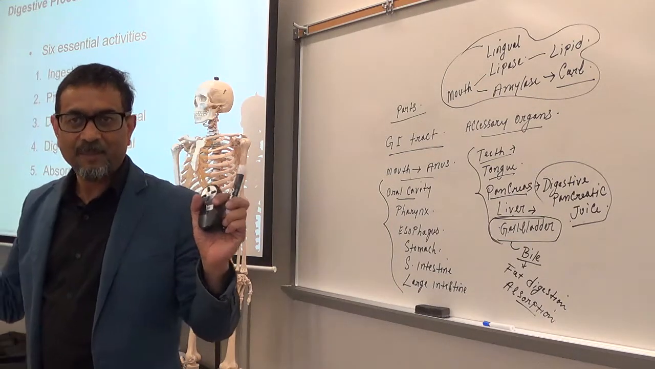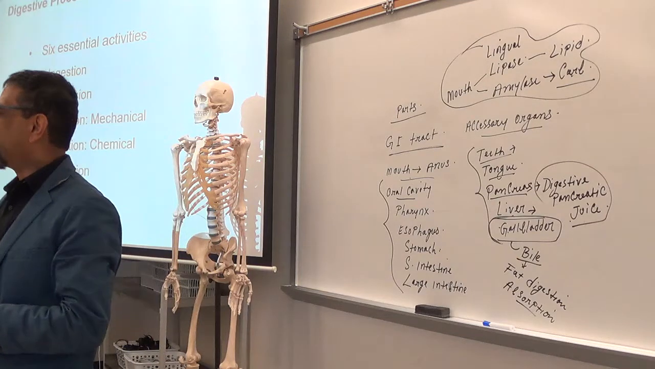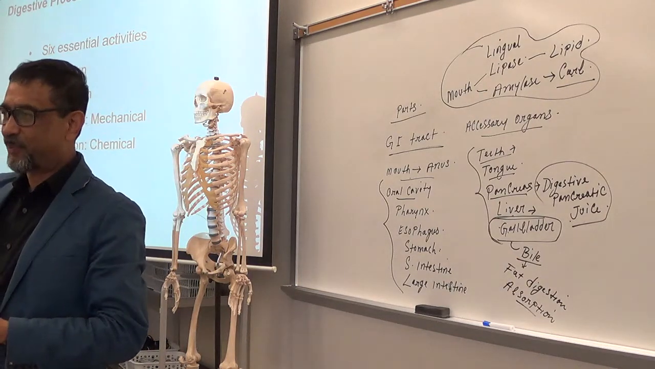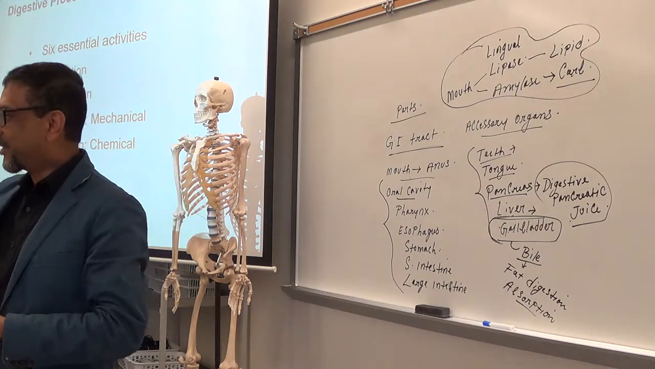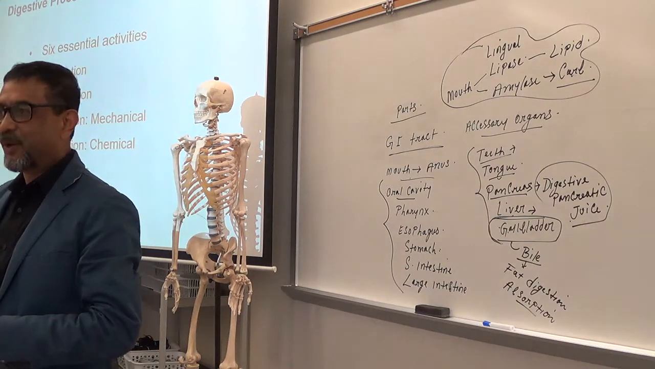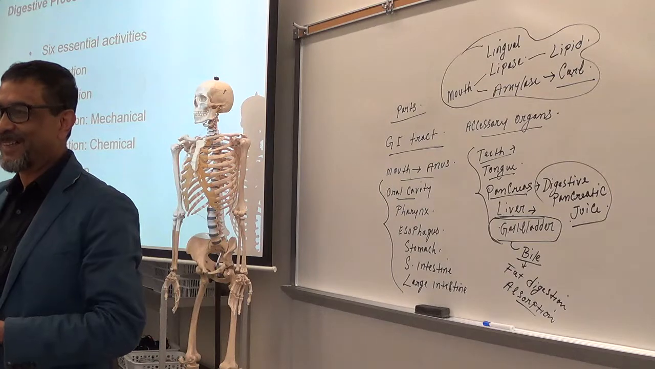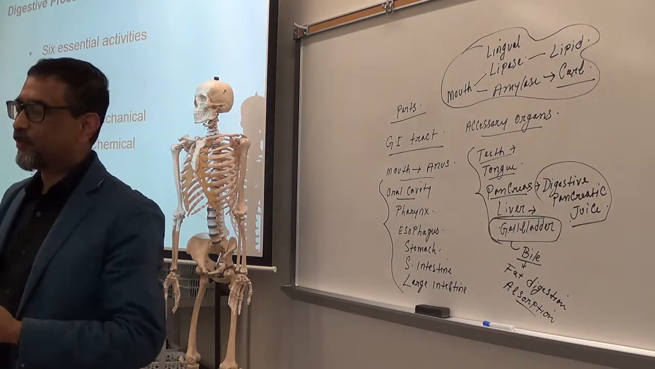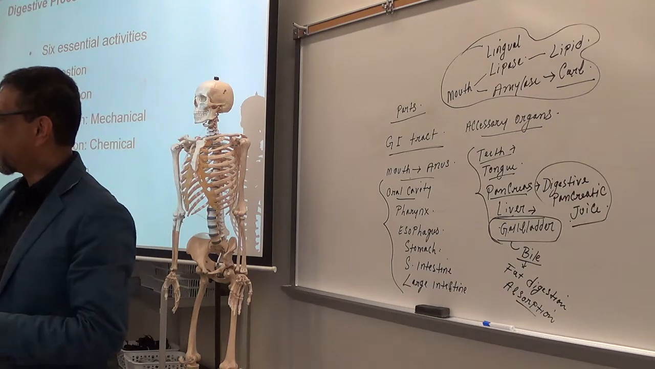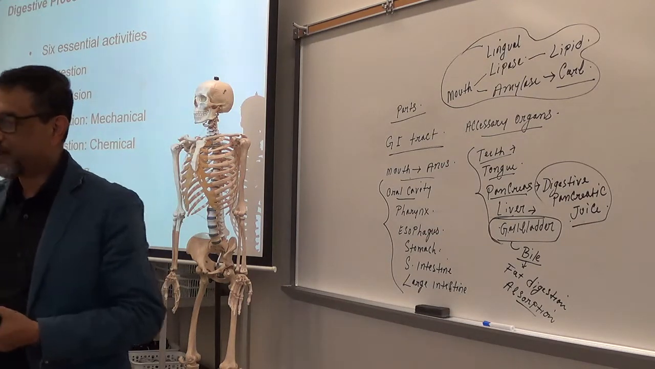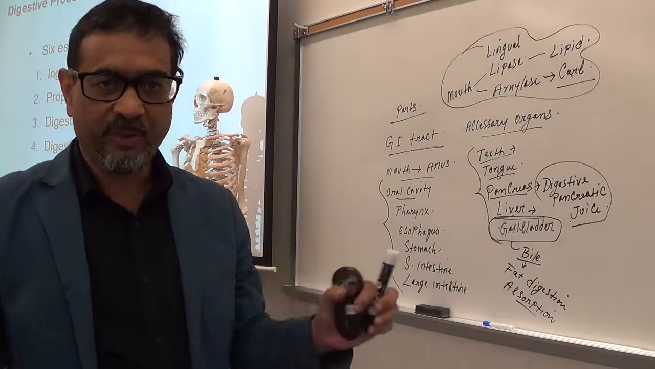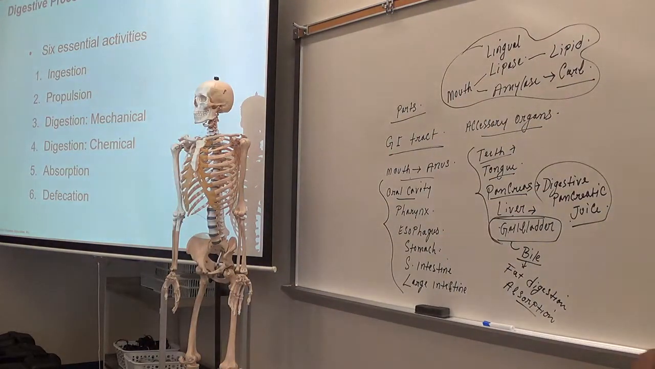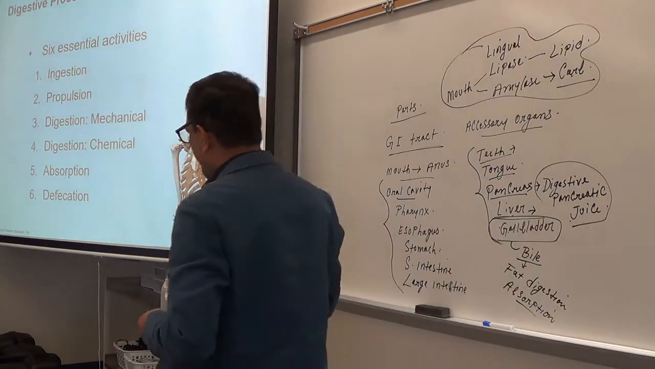Is it clear? If the food remains in large pieces, can blood take it? No, blood cannot take large pieces, right? Blood can only take very fine nutrients. So that's why you need digestion for absorption. Without digestion, absorption will not occur. Make sense? So that's why digestion is essential.